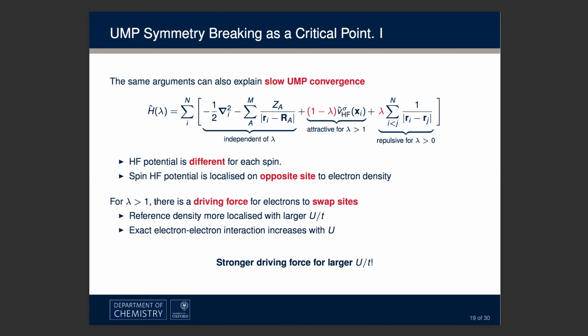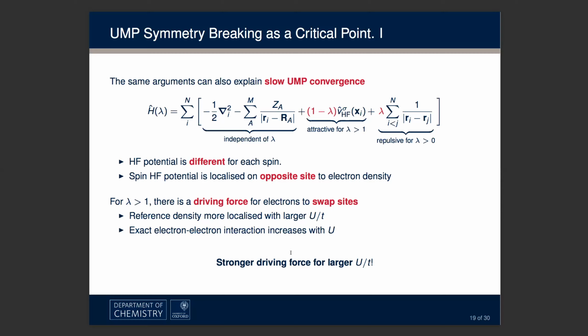So for lambda greater than 1, there is this driving force for electron swapping. And there are two ways that this is controlled by the U/T parameters. Firstly, we saw that the unrestricted Hartree-Fock solutions become more localized with larger U/T, and this is a stronger symmetry breaking in the strong correlation limit. So this Hartree-Fock potential is more localized onto one or other of the sites.